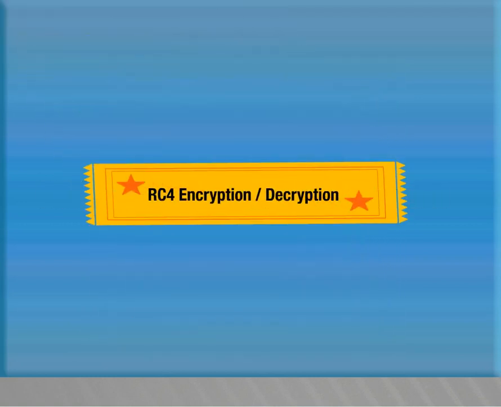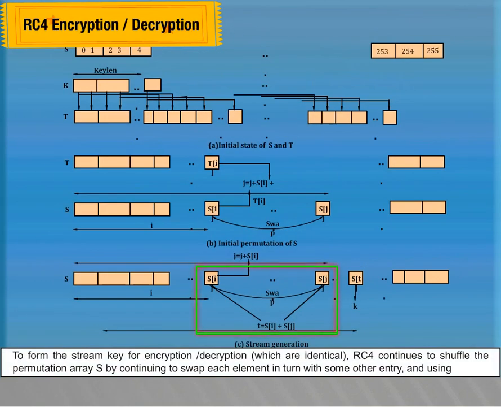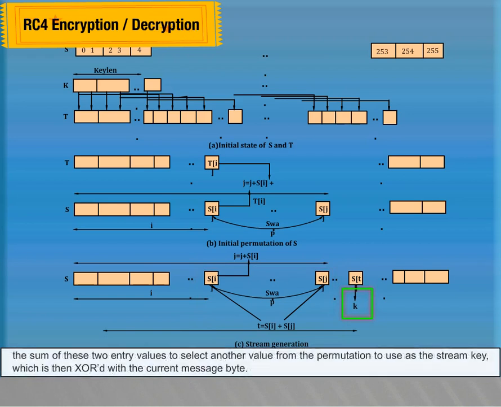RC4 encryption or decryption. To form the stream key for encryption or decryption, which are identical, RC4 continues to shuffle the permutation array S by continuing to swap each element in turn with some other entry, and using the sum of these two entry values to select another value from the permutation to use as the stream key, which is then XORed with the current message byte.